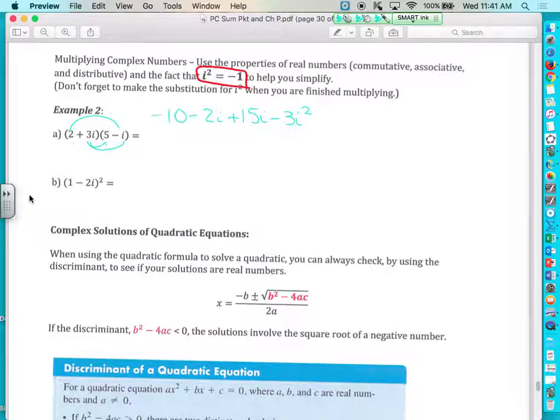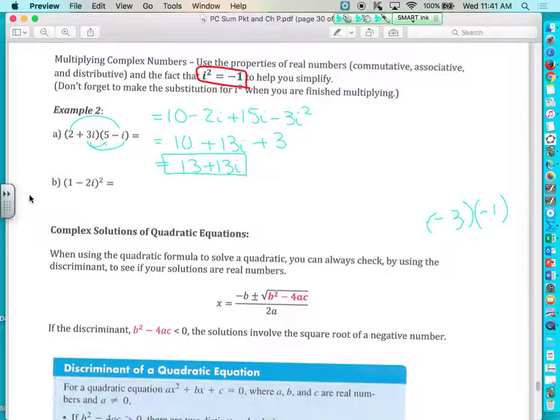And then if I combine my like terms here, I have 10, I have plus 13i, and then here's this i squared. This is negative 3 times an i squared, which is equal to negative 1. So negative 3i squared is really plus 3. And now I can combine those two real parts together: 13 plus 13i.